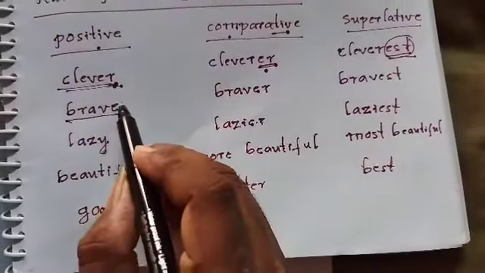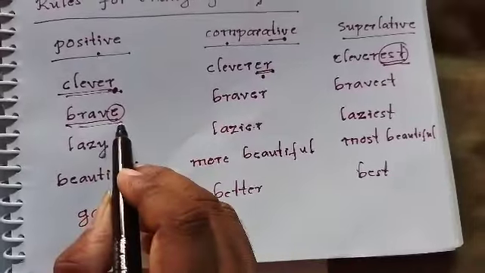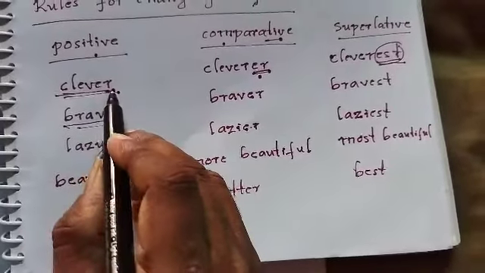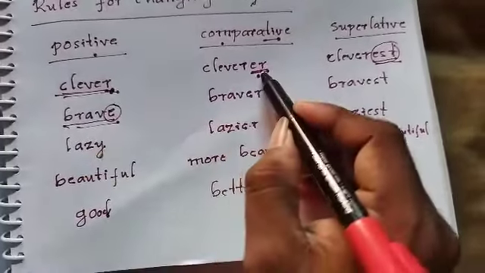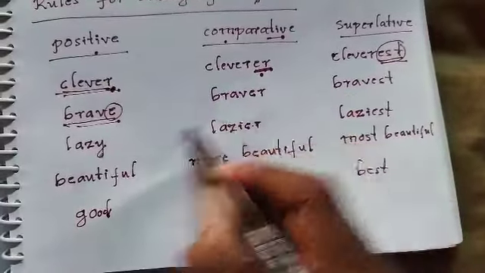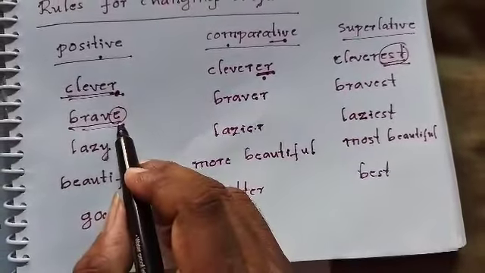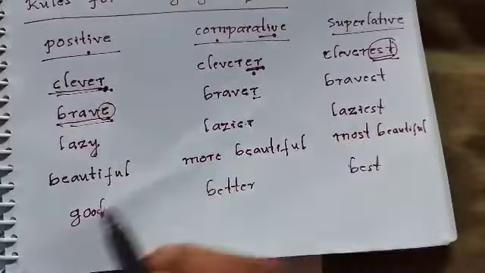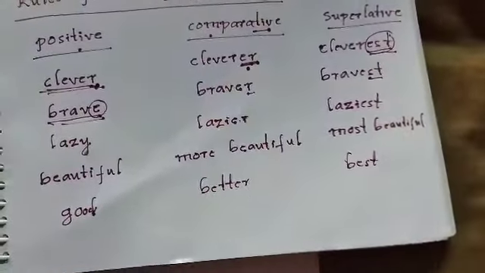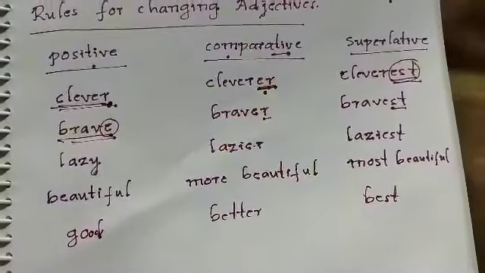The word ends with e. See, the word ends with e, but here the word does not end with e. So we should add er, but here, see, e is already there, so simply we have to add r. Simply we have to add st. So we add according to the situation.